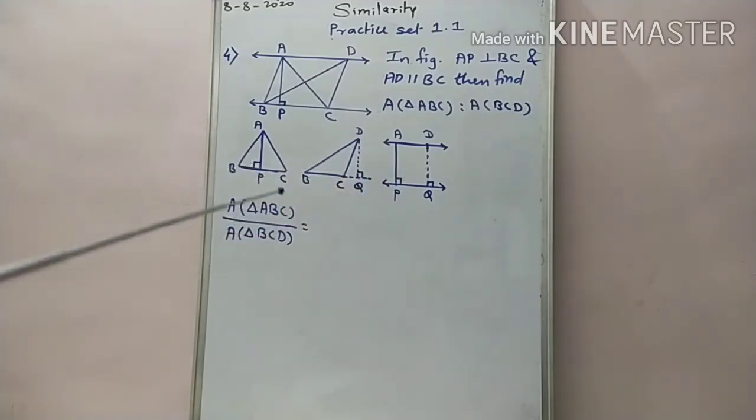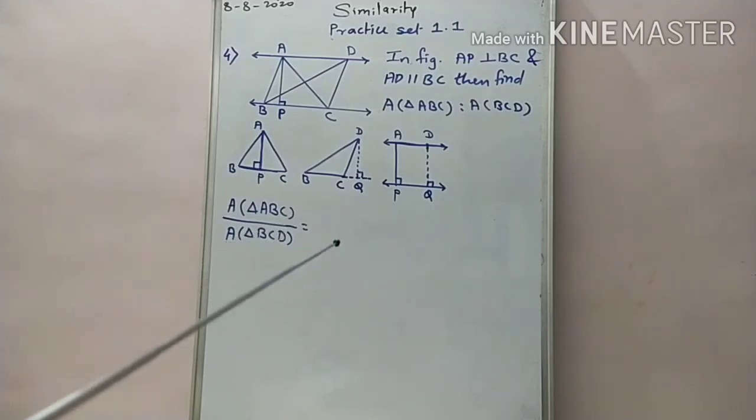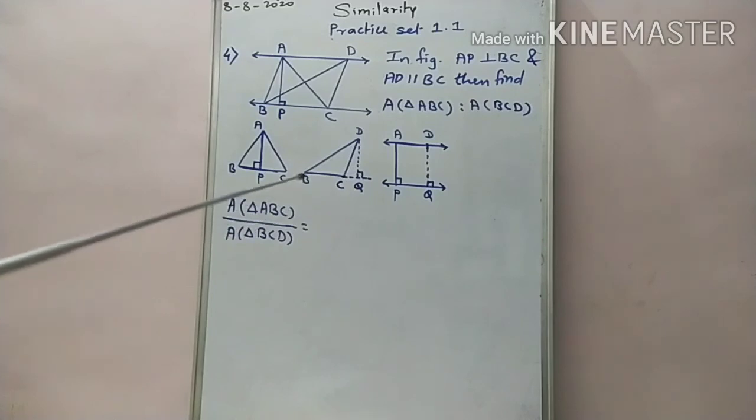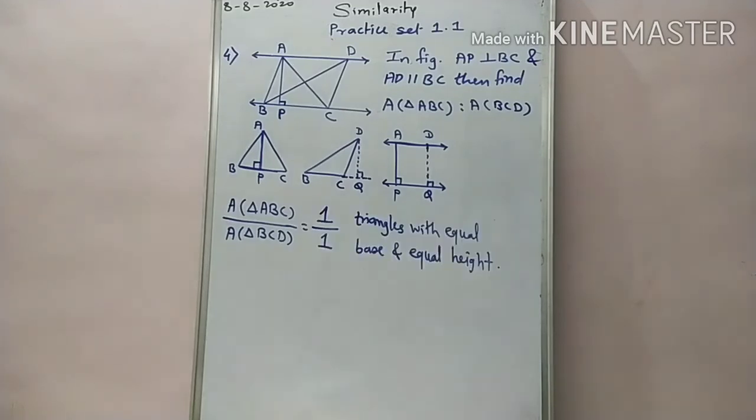So the base is the same and the height is the same, and hence base and height both cancel, and therefore the ratio of the areas of the two triangles is 1:1. Like this we write down the answer: the ratio of the areas of the two triangles equals 1/1, and we give the reason: triangles with equal base and equal height.